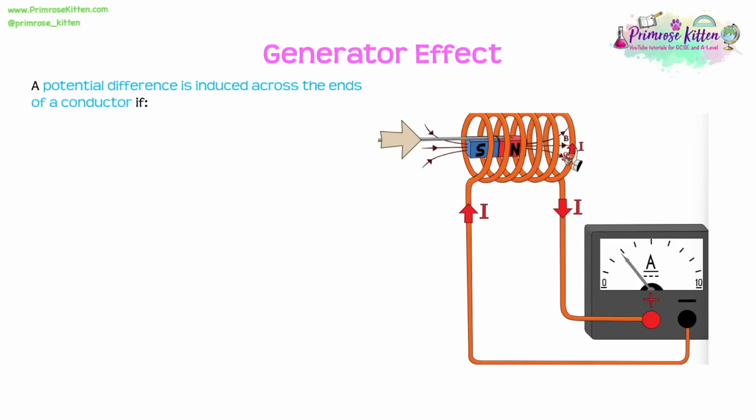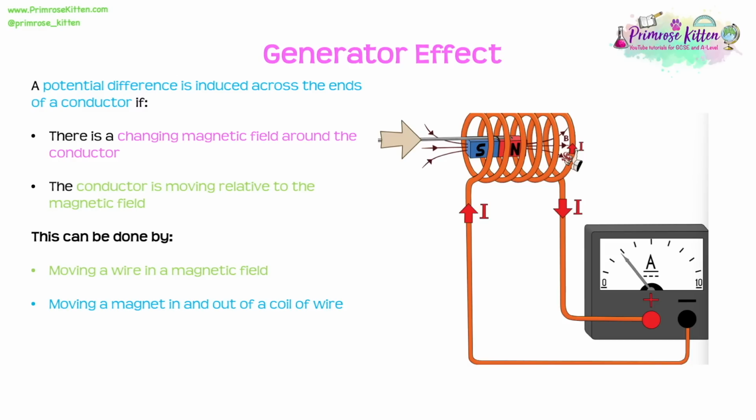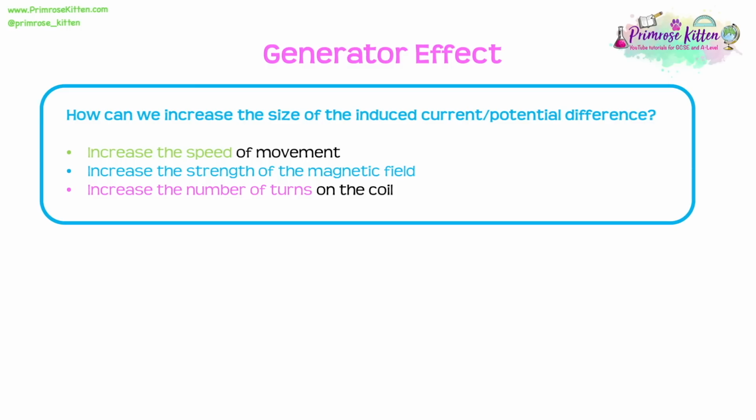We can induce the potential difference across the ends of a conductor if there is a changing magnetic field around the conductor, or if the conductor is moving relative to the magnetic field. And this can be done in one of two ways. We can move a wire in a magnetic field, or we can do the opposite. We can move a magnet in and out of a coil of wire. In both of these cases, we have this relative movement between that conductor and the magnetic field. Now, if we have a complete circuit here, then a current will be induced, and this is what we call the generator effect.